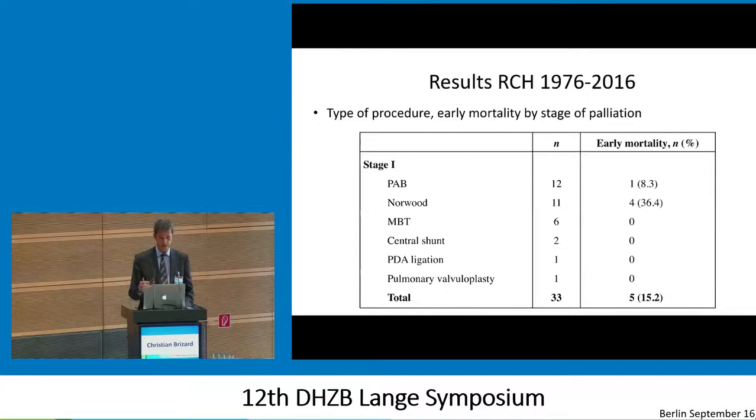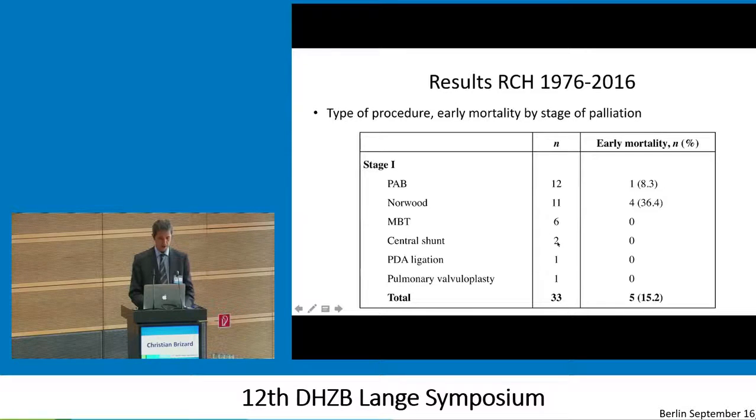Mortality according to the stage. So pulmonary artery band, 12 patients had a pulmonary artery band and 1 had the mortality. There were 11 Norwood procedure or Damus arch and shunt, and 4 mortality, 36%.